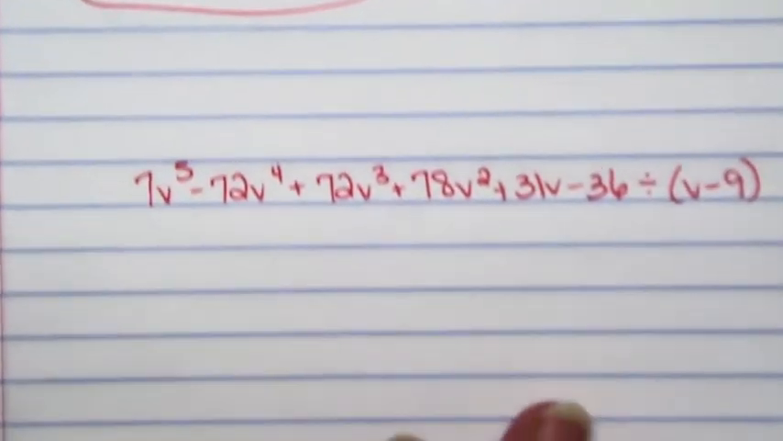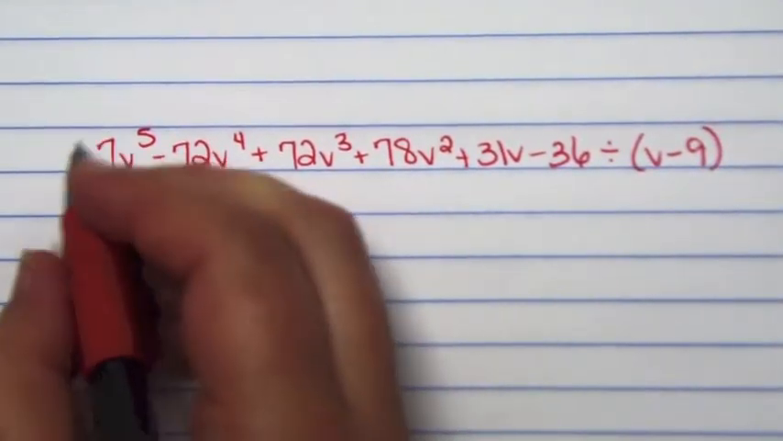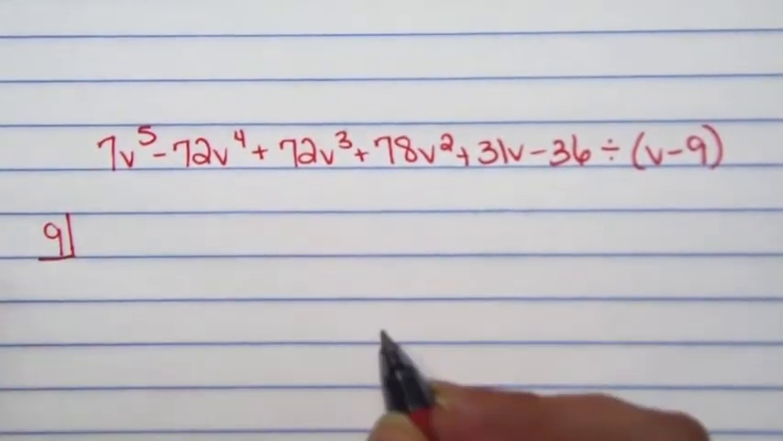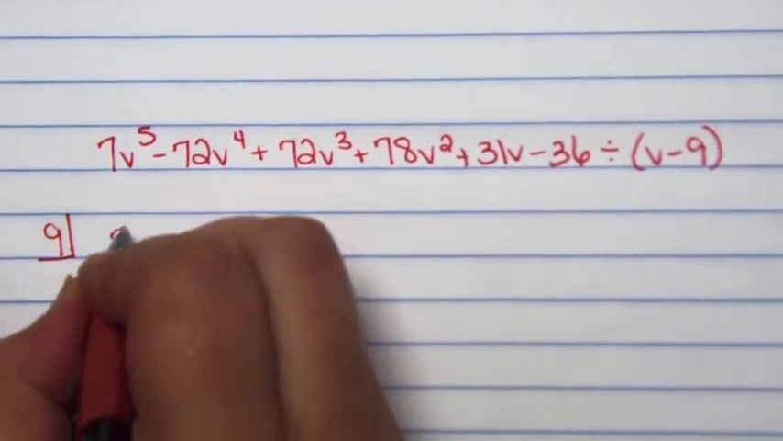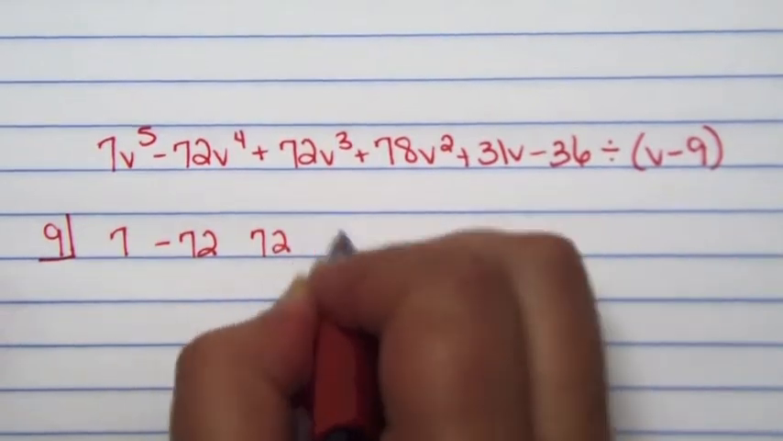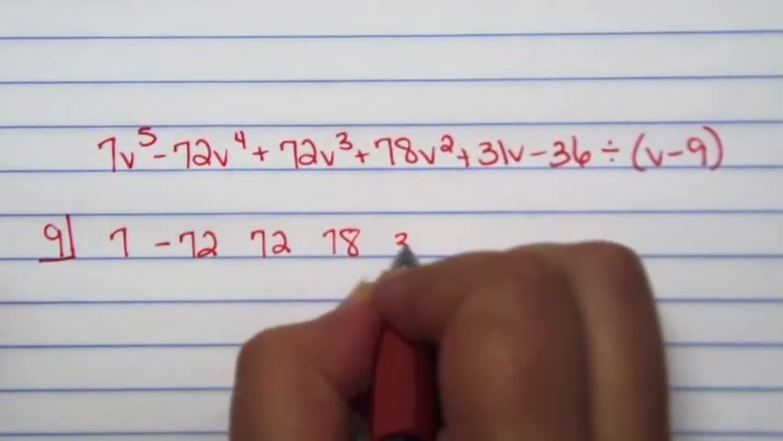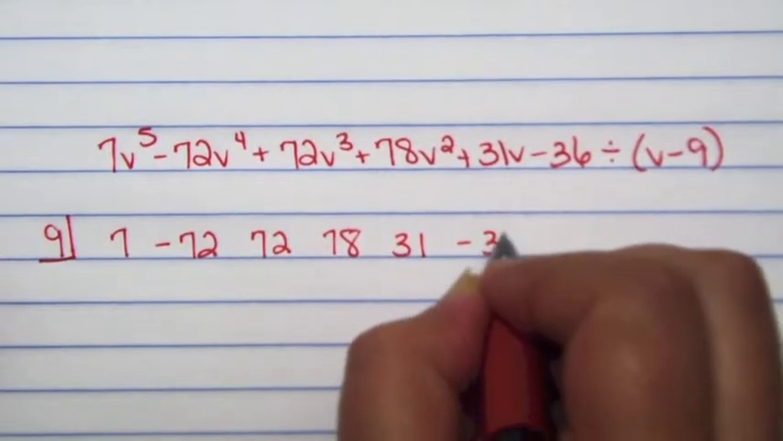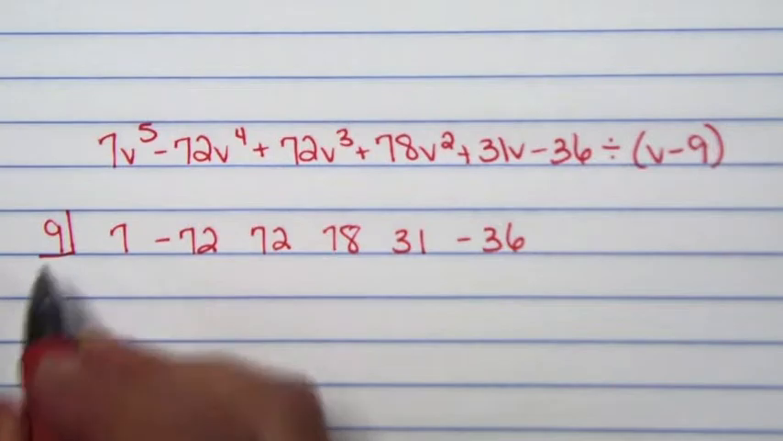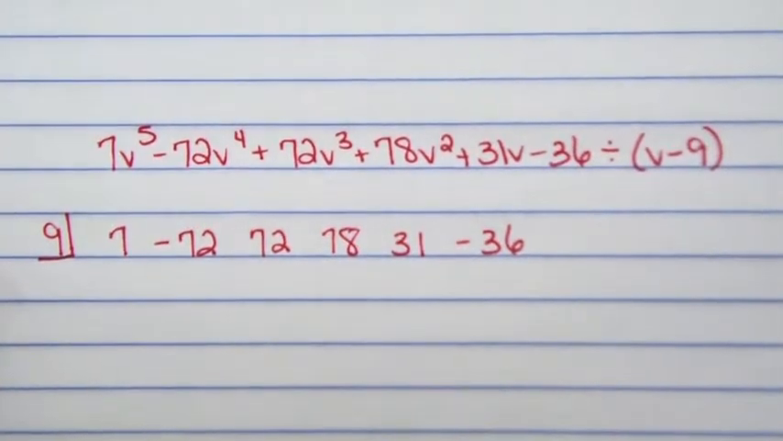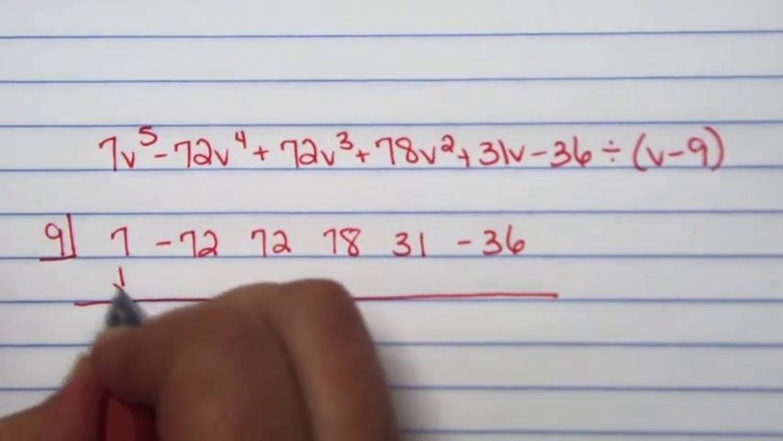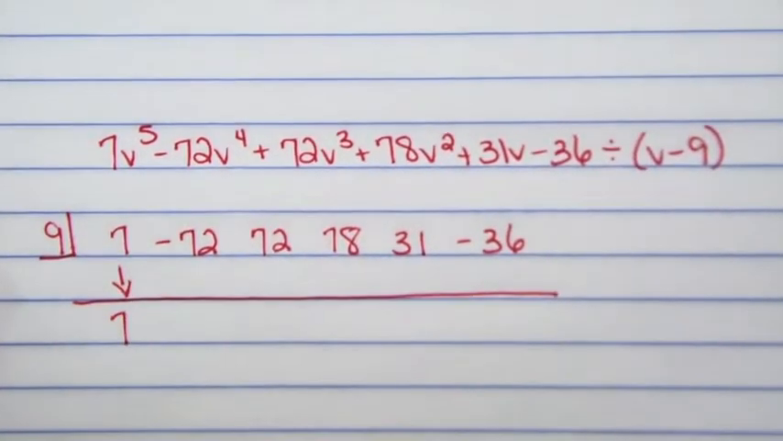Let's do another example. We just set the problem up. We make our box. That's the first step. And then we write down all our coefficients. So 7, -72, +72, +78, +31, -36. And if we had set that equal to 0, we would have gotten +9. So now we're going to solve. We're going to skip a line and draw a line. And we bring down our first term, which is 7.